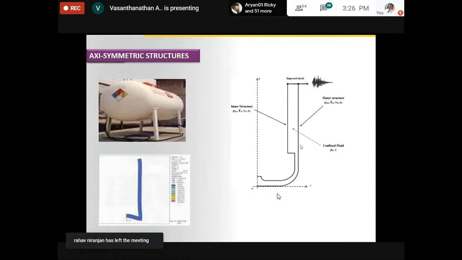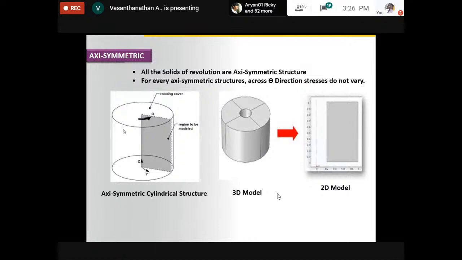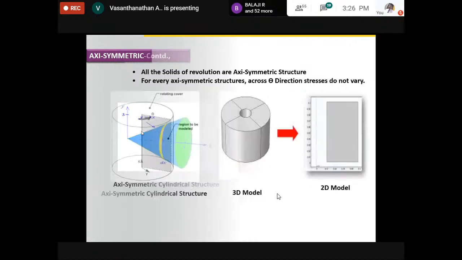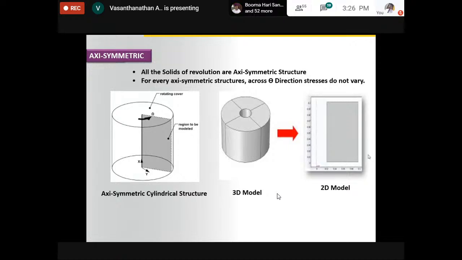These results are applicable for, let's say, this cylindrical pressure vessel problem: you are modeling only a rectangle, then you mesh it and solve it. That answer is applicable for any radial section, that is, across the theta direction, stresses do not vary. The technical assumption in plane stress is that across the thickness direction, stress is 0. The technical assumption for plane strain is that across the thickness direction, strain is 0. The technical assumption in axisymmetry is that across the theta direction, stresses do not vary. You have to understand these technical points clearly. Then only will you be able to use all these features in your ANSYS modeling.